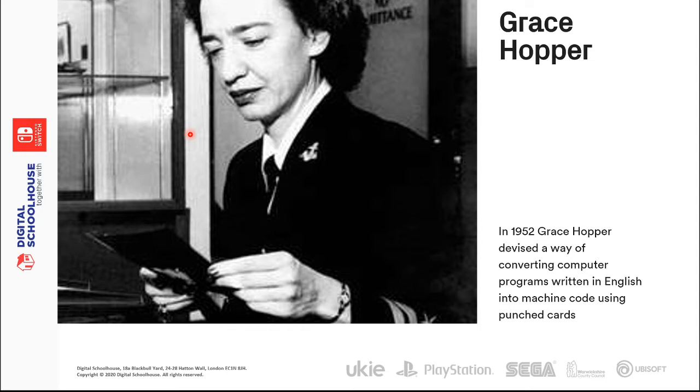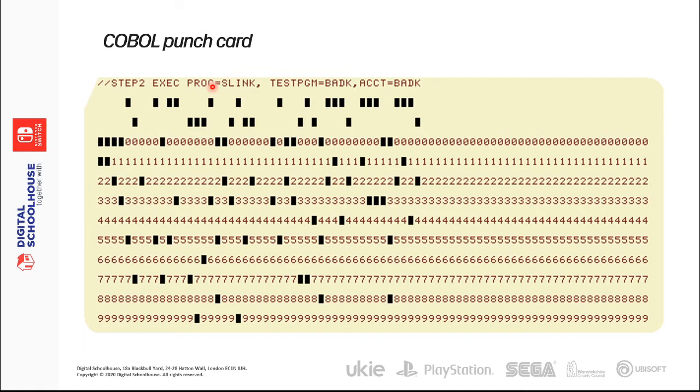So on a COBOL punch card here, you can see along the top is a single instruction that's being processed, but it's actually being processed by the computer in binary by using holes in the card to represent that instruction. So every single letter in the instruction is being stored using its binary equivalent by using the holes in the punch card.